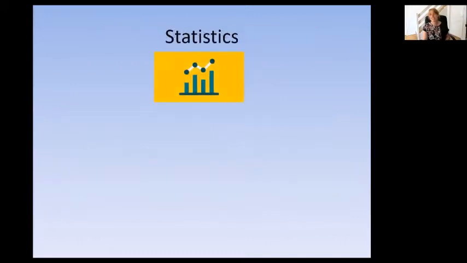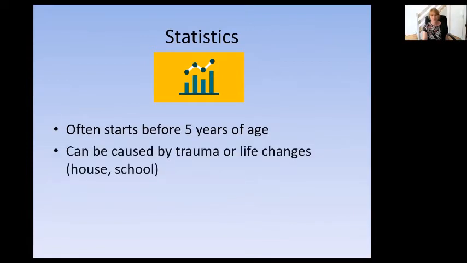What are some of the statistics about selective mutism? It often starts in the early years, so there will probably already be signs of selective mutism before a child starts school. It can be caused by trauma or life changes, but I think it's very unusual to spot a specific incident that has caused something like selective mutism to start. But equally, we know it's an anxiety disorder.